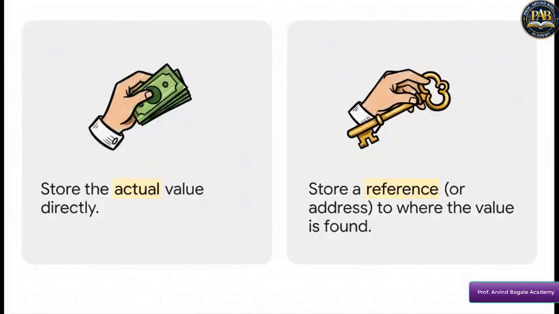So here they are, our two core concepts. On one side, you can store the actual direct value itself. Think of it as holding something tangible right in your hand. But on the other side, you can store a reference, which is basically just a pointer or an address that tells you where to find the real value. It's the difference between having the thing and having a map that leads you to the thing.